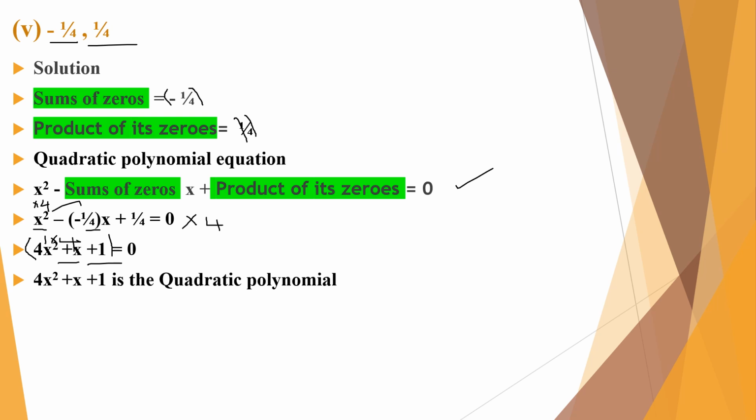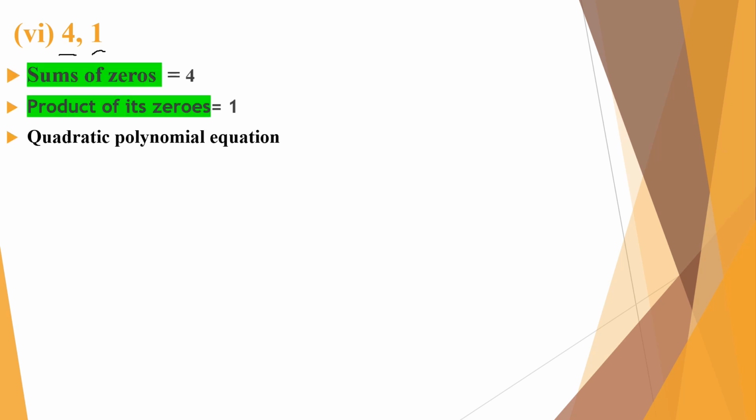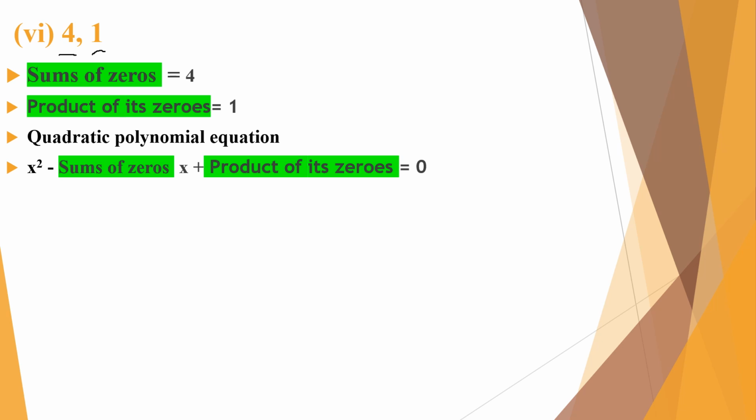Then the next one, 4 comma 1. So what is the sum of its zeros here? 4. What is the product of its zeros? 1. Shall we substitute in the formula now? What is the quadratic polynomial equation? x square minus sum of its zeros into x plus product of its zeros is equal to 0. x square minus 4 into x plus 1 equal to 0.